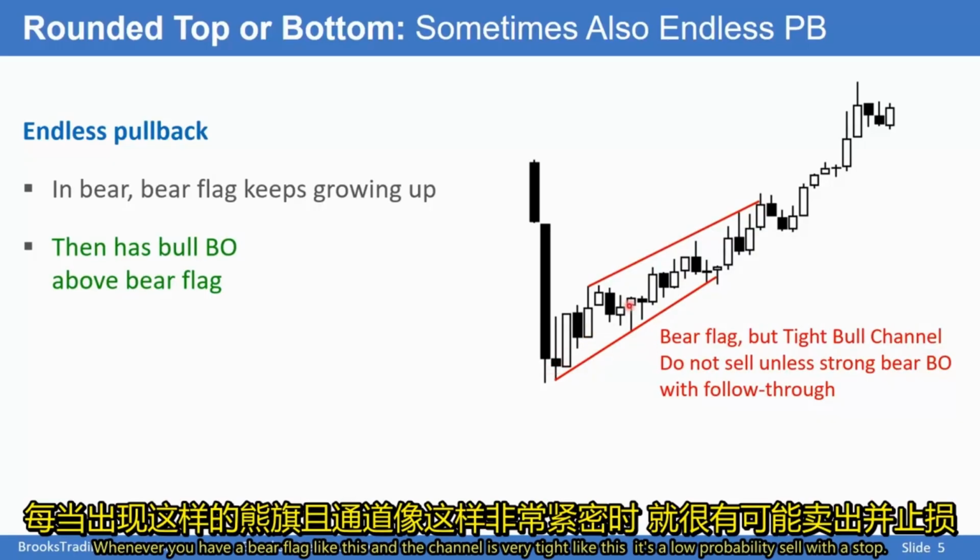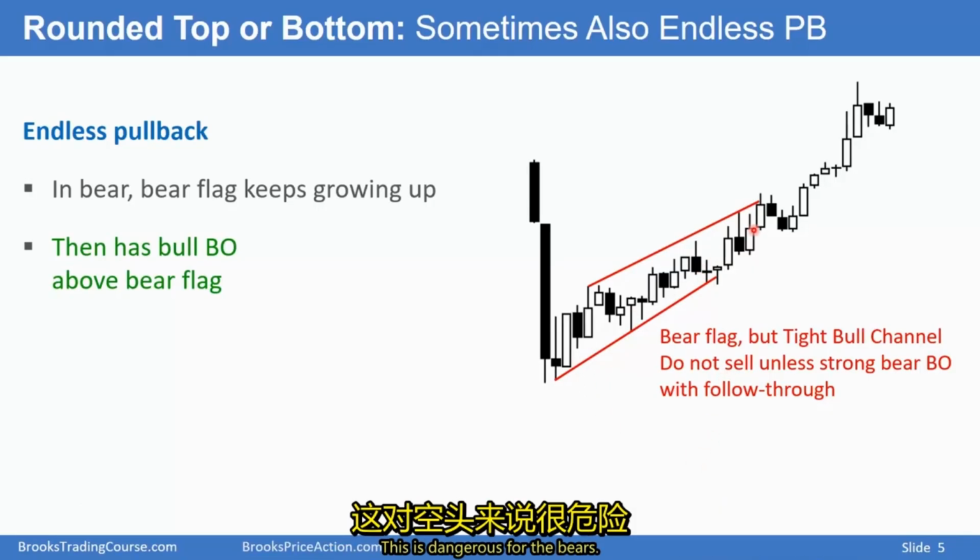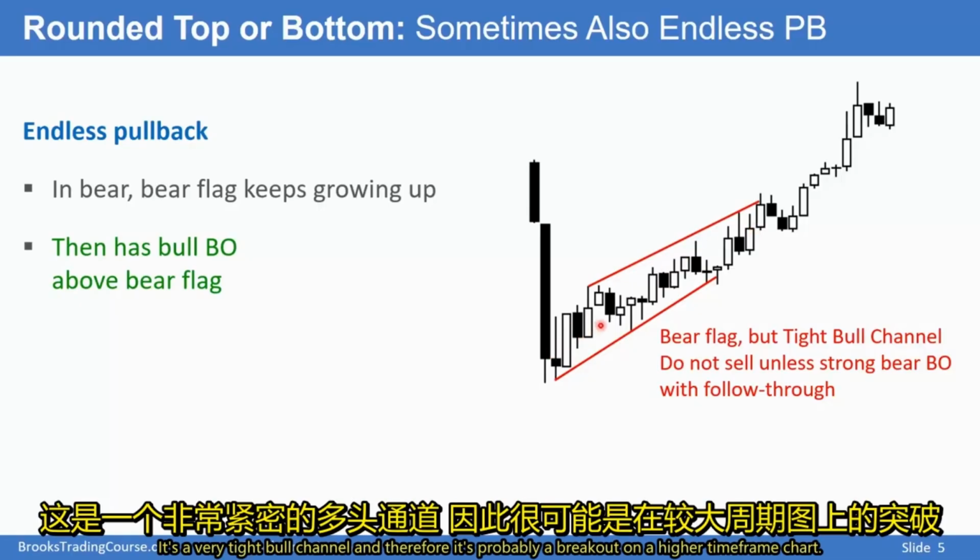Whenever you have a bear flag like this and the channel is very tight like this, it's a low probability sell with a stop. In general, if you're looking to sell, it's better to wait until there's a strong bear breakout and then sell lower. This is dangerous for the bears. It's a very tight bull channel, and therefore it's probably a breakout on a higher time frame chart.